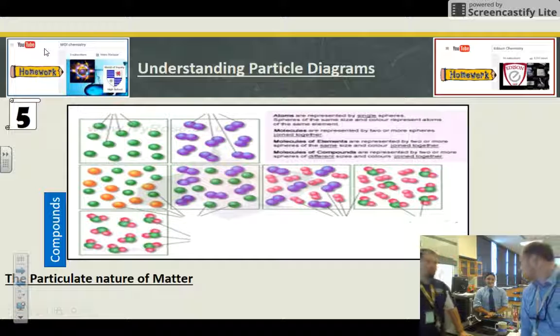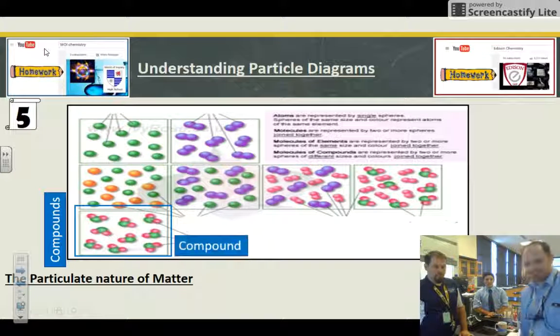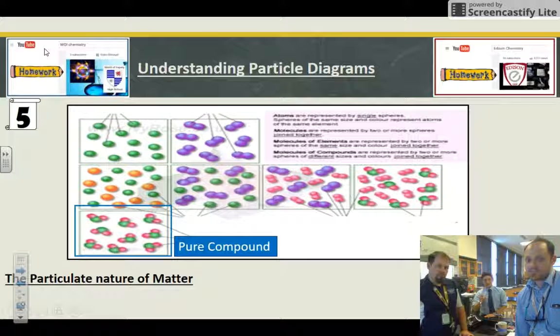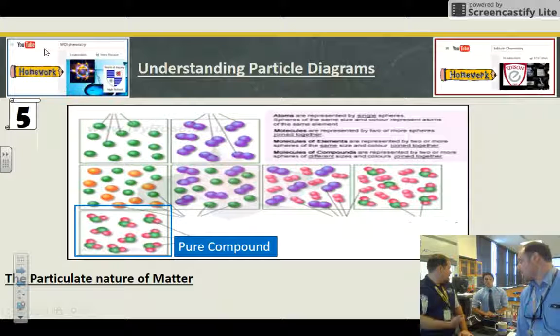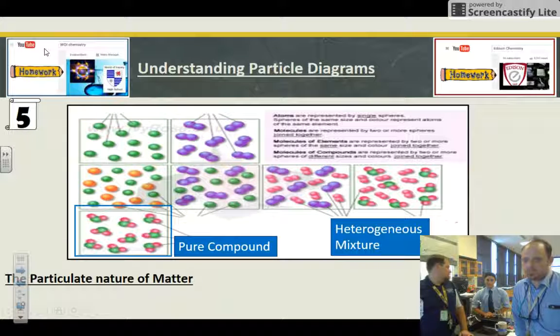All right, third line. Here we go. The last one is showing us compounds. So more than one element there, bonded together. It's the same way all throughout. 2 pink and 1 green. So that makes the whole compound pure, because they're all the same. And what about over here?